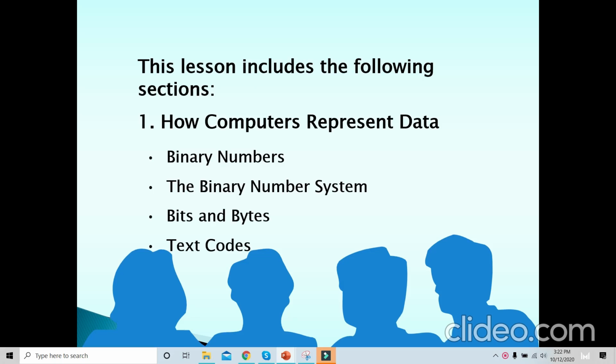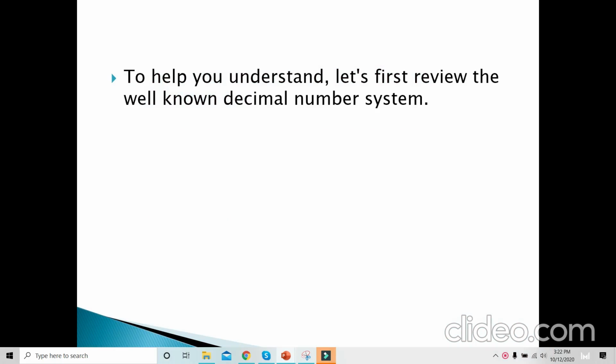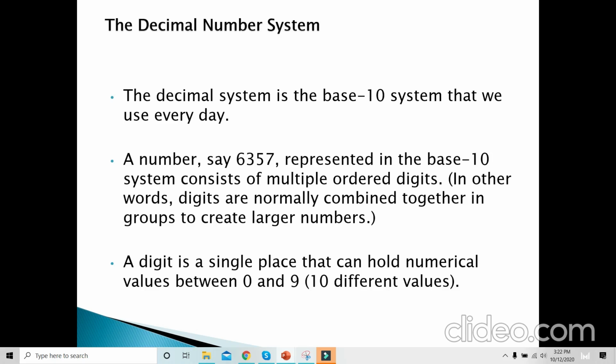so that you will gain a fundamental understanding of their meanings, what these systems are, and how they work. To help you understand, let's first review the well-known decimal number system. The decimal number system is a base 10 system that we use every day, from 0 to 9: 0, 1, 2, 3, 4, 5, 6, 7, 8, 9. We use it every day in our lives.